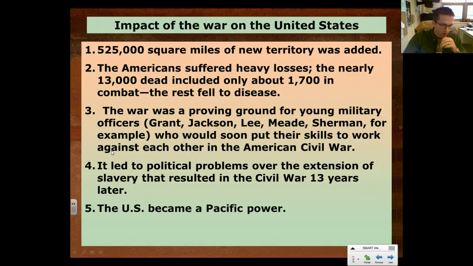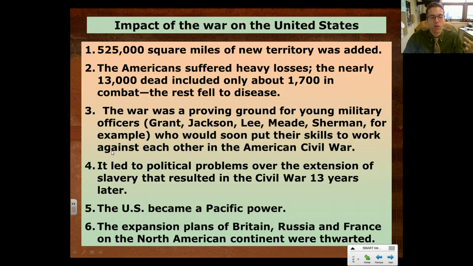Okay. We are now a Pacific power. We now have Oregon. We now have California. We control both coasts, sea to shining sea. And economically and militarily, we're a bigger power. And really, with this expansion, Russia is coming down from Alaska, Great Britain is out, France was messing around in Mexico. We're really the masters of North America.